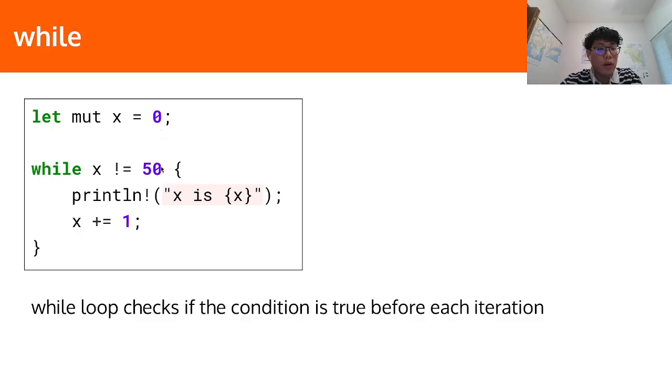While, as I said before, is similar to other languages. So down here we have while x is not 50, we'll print out x and then we'll add 1, right? So starting from 0, this program will do 0, 1, 2, 3, 4, 5, 6 all the way till 50.